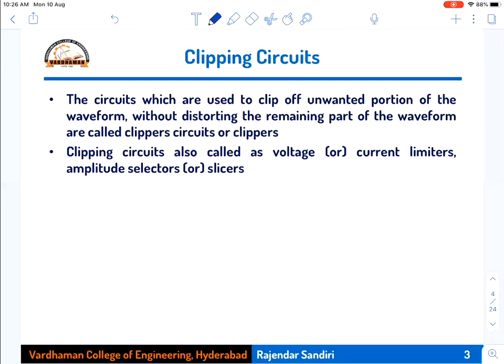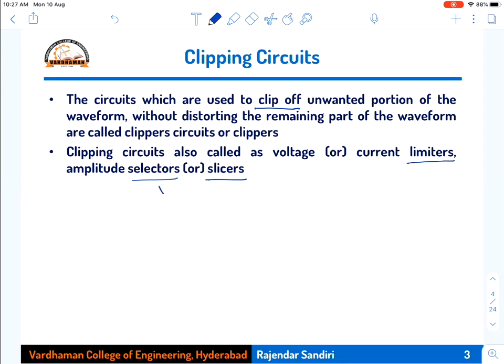Next, clipping. Now we go to clipper circuits, or clipping circuits. The circuits which are used to clip off an unwanted portion of the waveform without distorting the remaining portion of the waveform are called clipper circuits or clippers. Clipper circuits are also called voltage or current limiter circuits, or slicer circuits, or amplitude selectors.